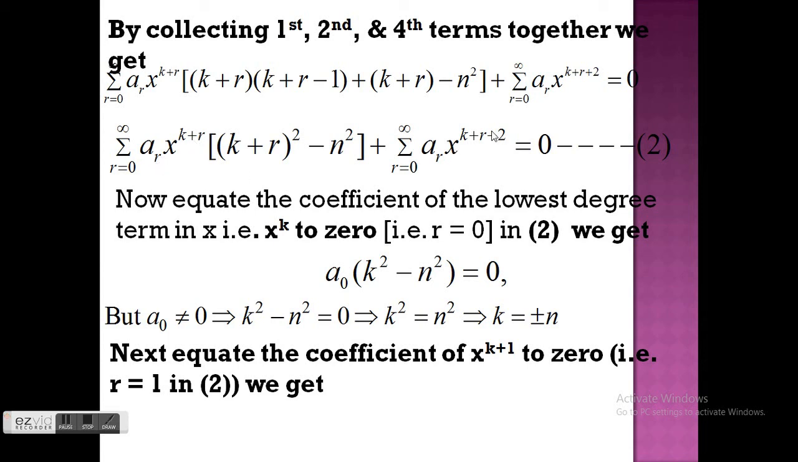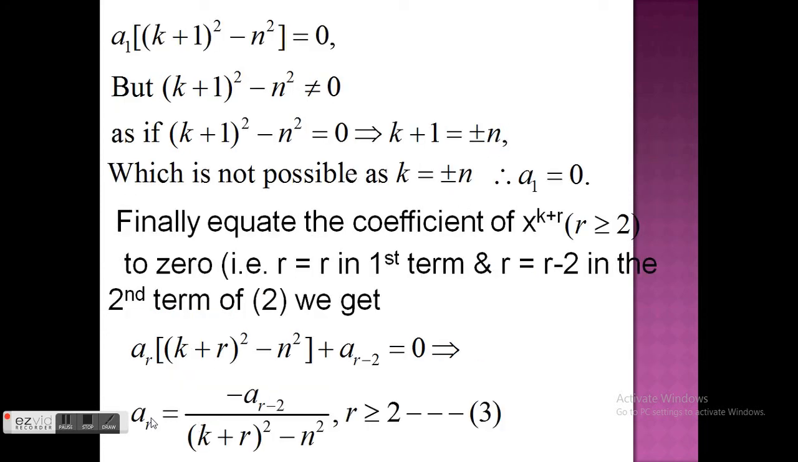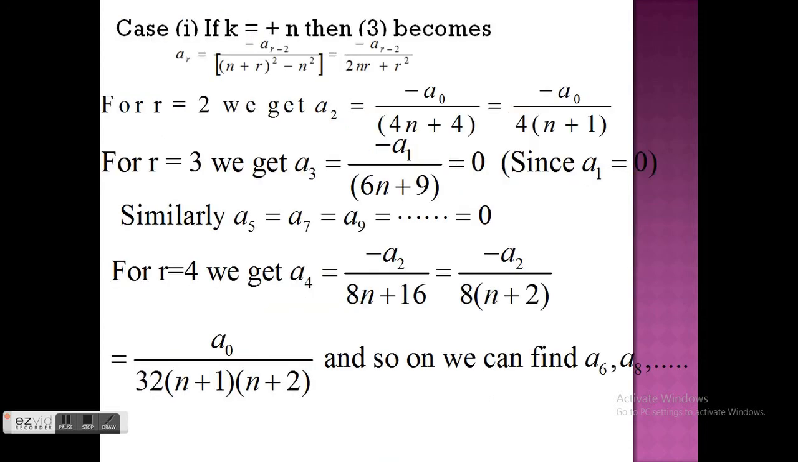This term stays as it is, because here it is already x to the power k plus r, whereas in this term I have to put r equal to r minus 2, so that minus 2 and plus 2 get cancelled, and we have x to the power k plus r. Therefore, we get ar into (k plus r) whole square minus n square plus, in the second term, r changed by r minus 2, is equal to 0. On rearranging the equation, we get ar is equal to minus ar minus 2 divided by (k plus r) whole square minus n square.